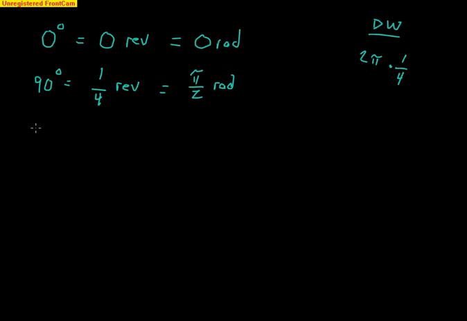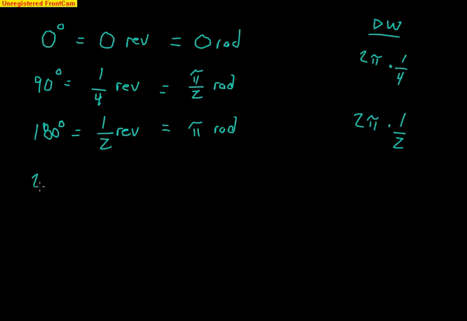How about 180 degrees? 180 degrees is a half a revolution around a circle. Well, a full circle has 2 pi radians. Half of that would be, the 2's would cancel, and you'd get pi radians. So half a circle is about 3.14 radians.